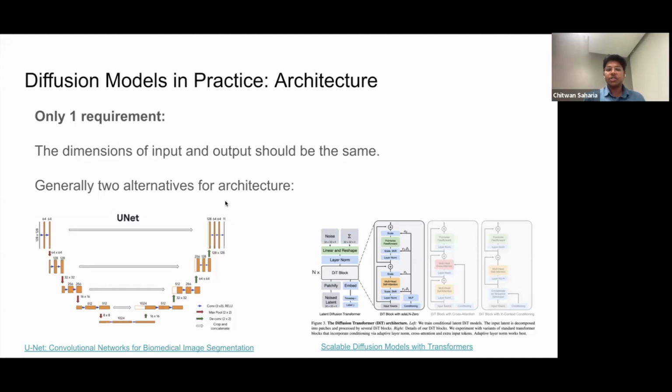There is only one requirement for the architecture of a diffusion model, and that is that the input and output dimension should be the same. The reason for this is that we are actually predicting the score, and the score needs to have the same dimension as the input with respect to which the score is being computed. And no other requirement at all, no causal masking, nothing else. That is one of the beauties of these models.